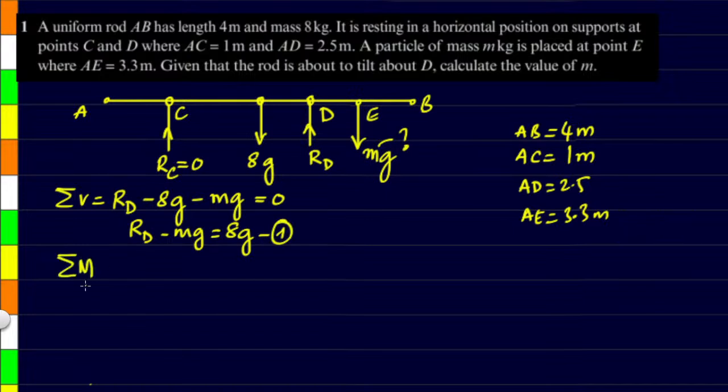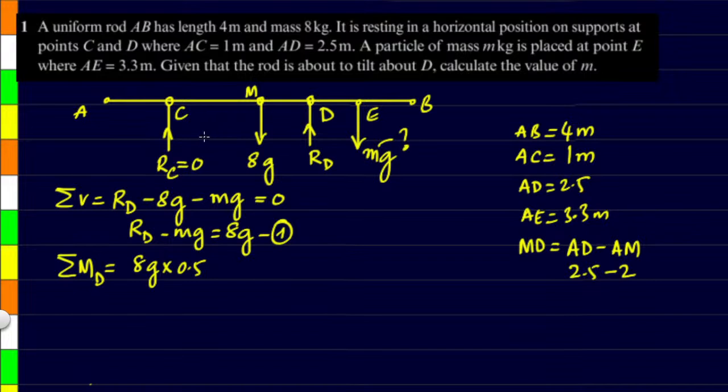Then we have to take moment. Moment about which point? Moment about point D. RC is 0 anyway, so let's neglect it. 8g into distance. This is the midpoint, let us say M. We need the MD distance. MD can be written as AD minus AM. AD length is given as 2.5. Total length is 4, so AM will be 2. So MD length is 0.5.